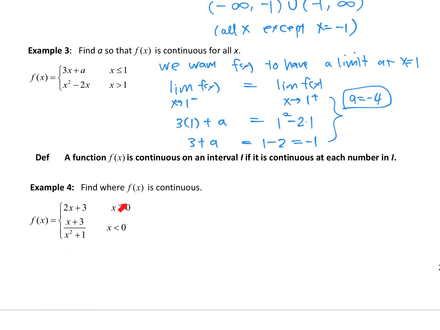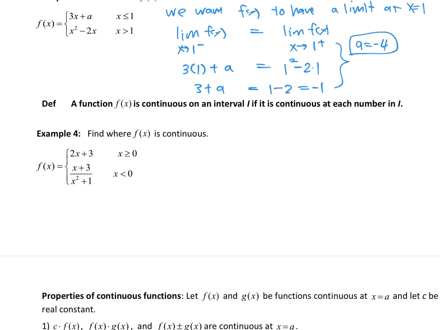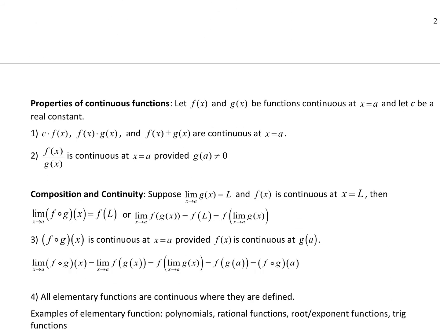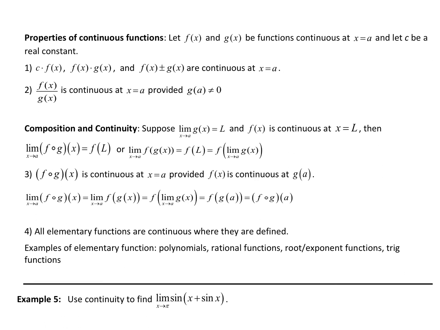All right, it's going to be similar for example 4. I'm going to have you try it by yourself. Once you're done with example 4, then we'll meet back at the next topic.